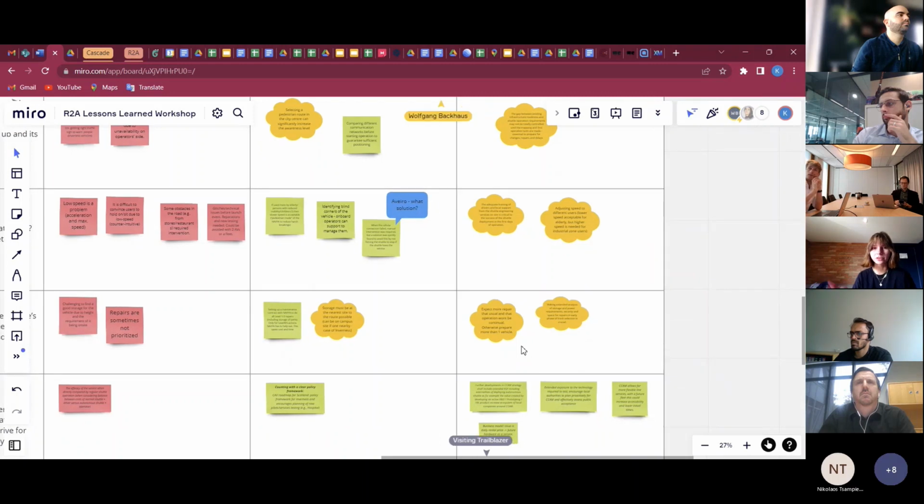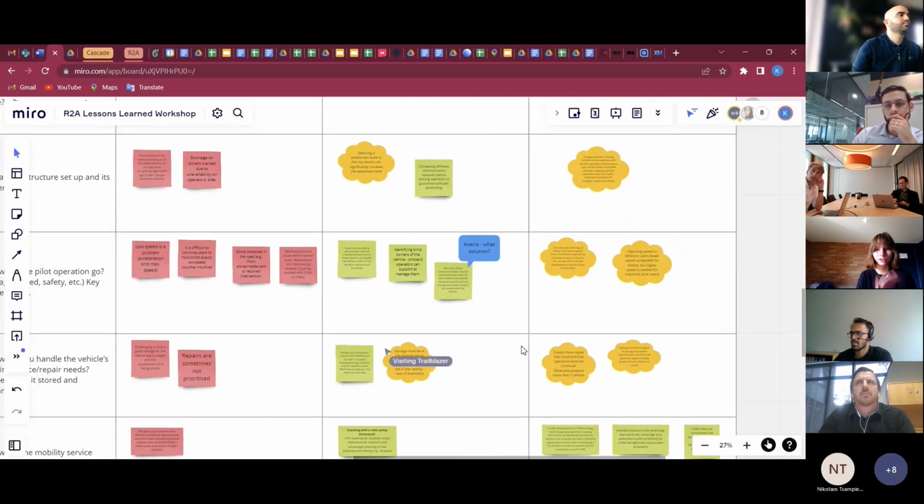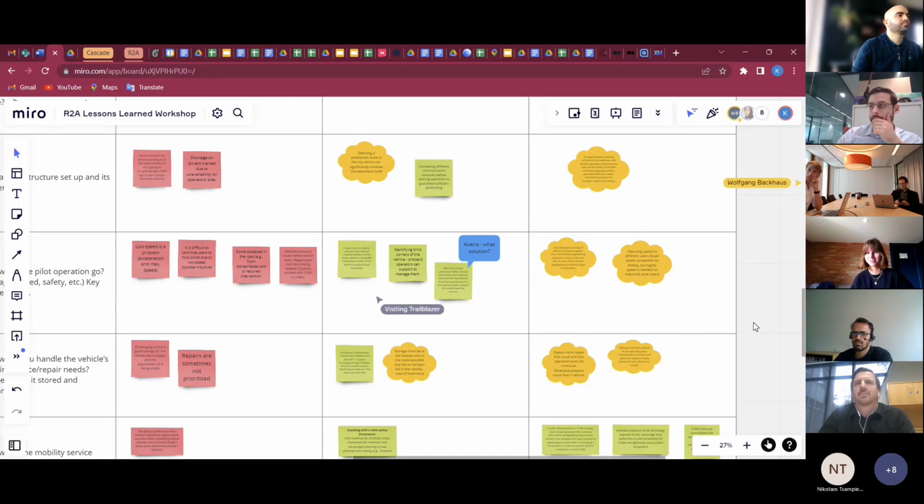So I might have missed some points because there were a lot of sticky notes, but I think the most important parts were mentioned. And Ahmed, if you have anything to add, please do that. No, I think so far so good.